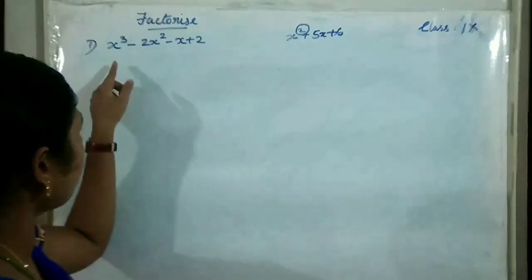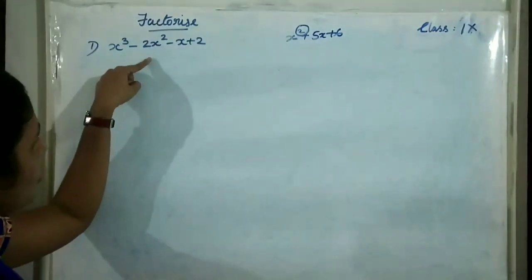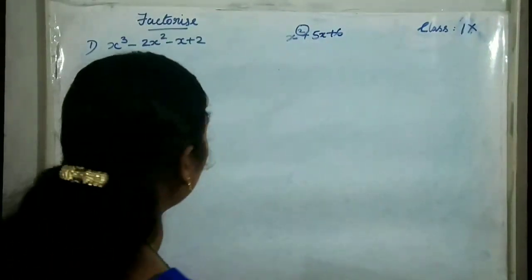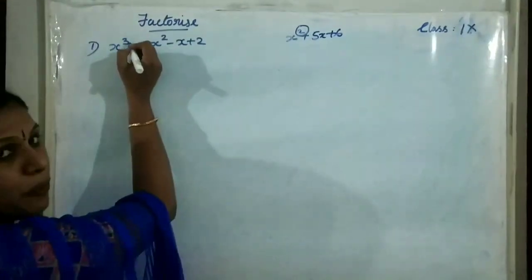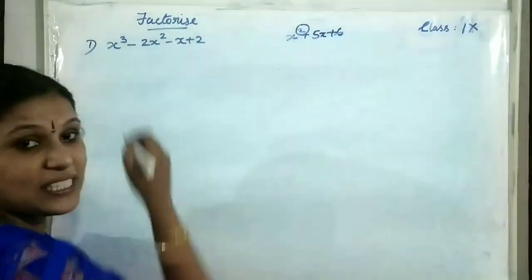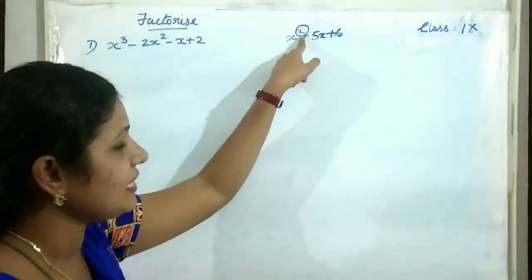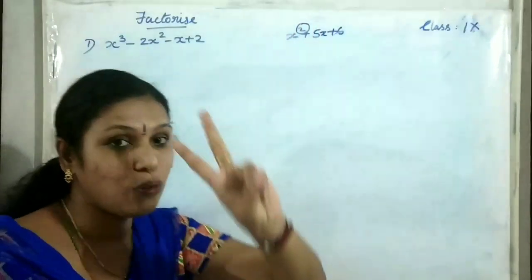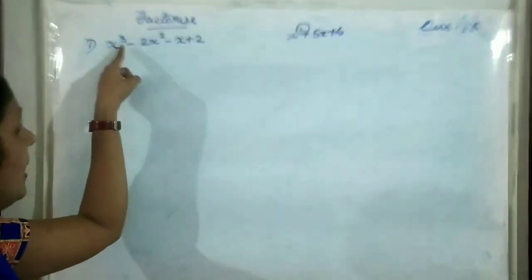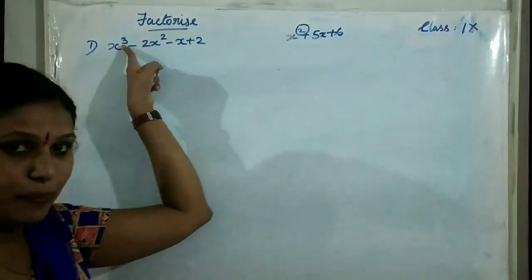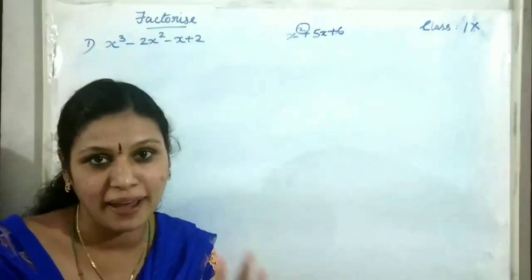Understood? Here the question is x cube minus 2x square minus x plus 2. Here the degree of the polynomial is 3, so it has three factors. In the earlier one the degree is 2, so it has two factors. But in this case 3 is the degree of the polynomial, so it has three factors.